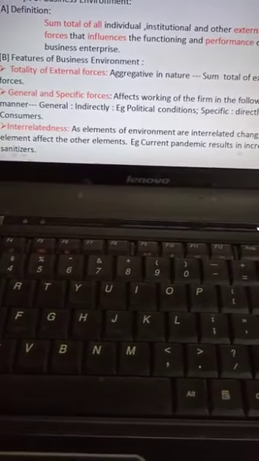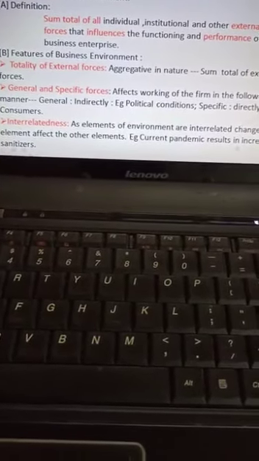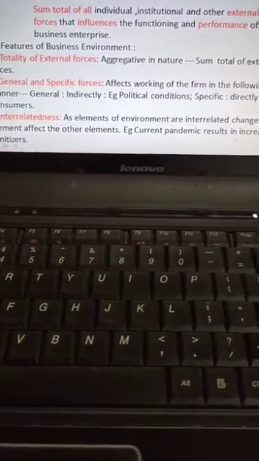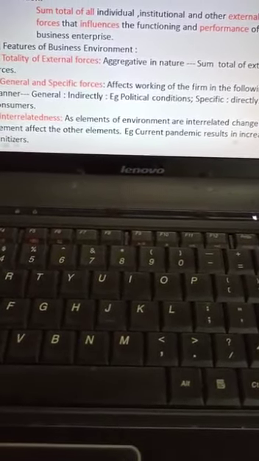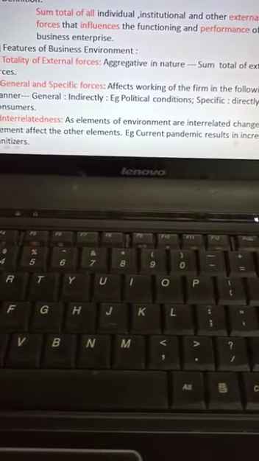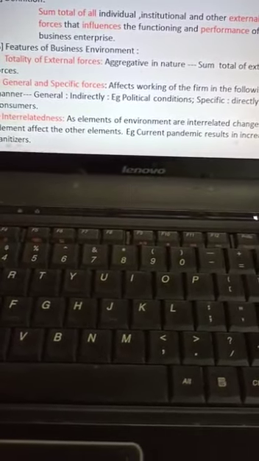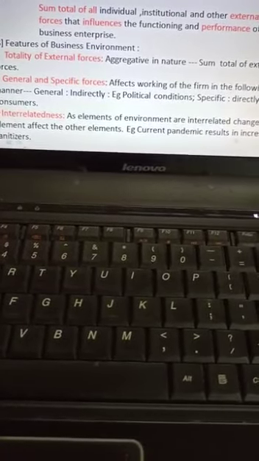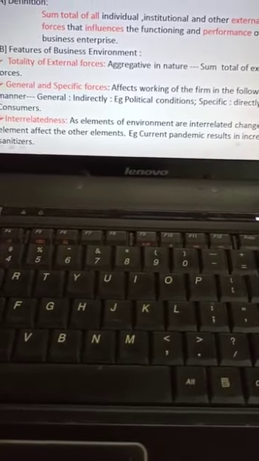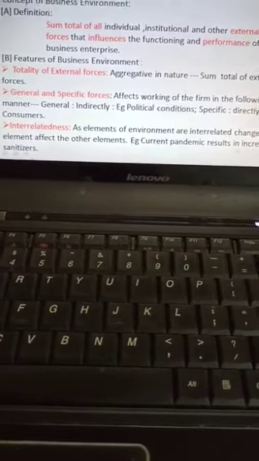All these factors or forces are interrelated to each other, as any change in any one of these forces will always result in a change in other elements of the environment. For example, the current pandemic situation in our country or across the world has resulted in an increase in the usage of sanitizers and masks.